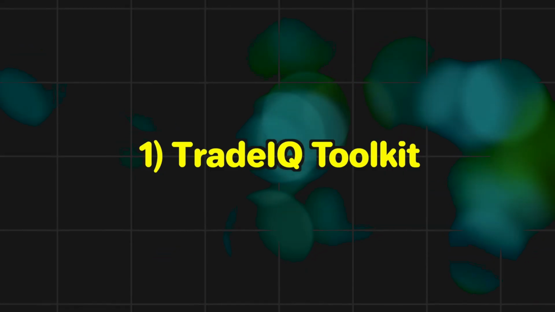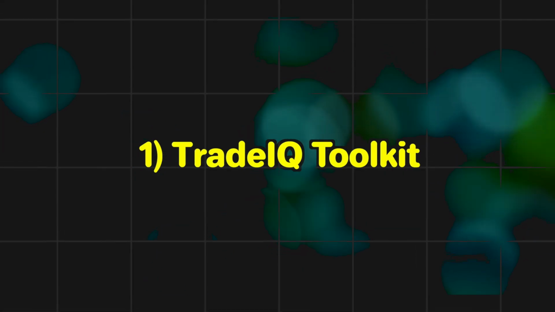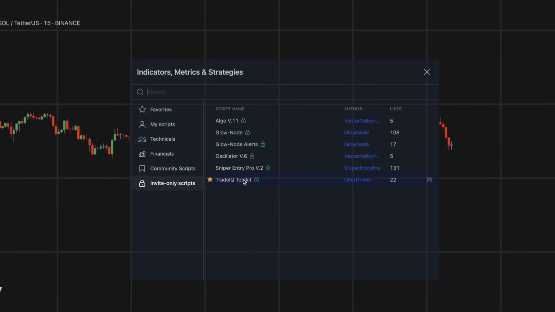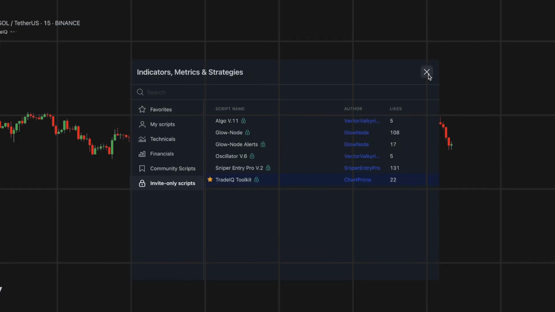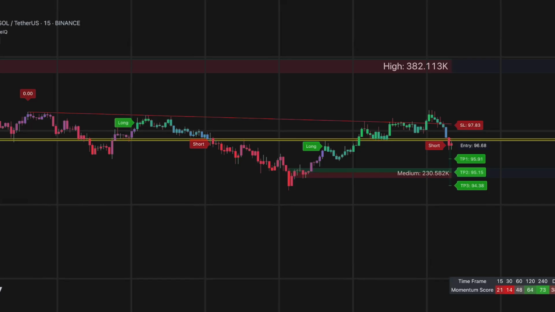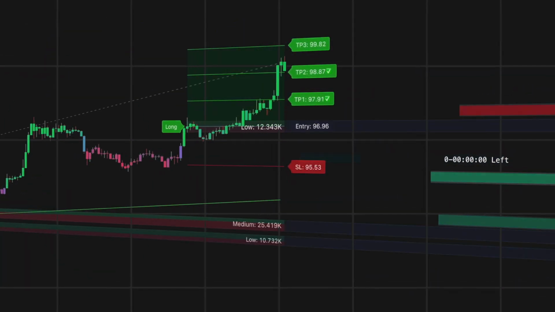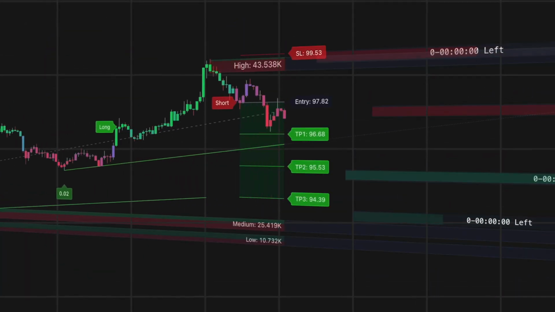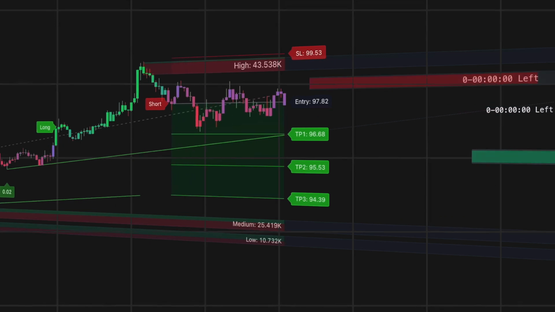Topping my list is my personal indicator called the Trade IQ Toolkit. After years of studying different indicators and price action, I finally came up with a tool that I believe to be the most effective on the TradingView platform. This is the type of tool every trader should have in their strategy to become consistently profitable.